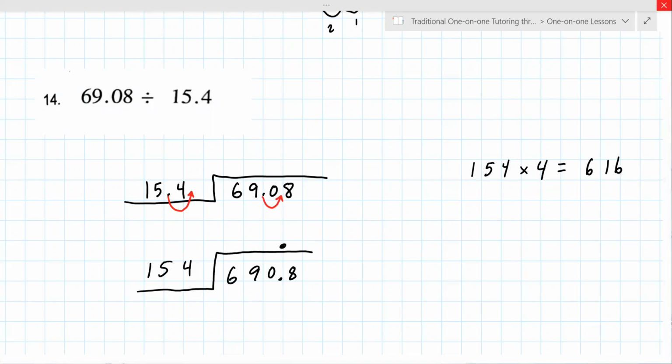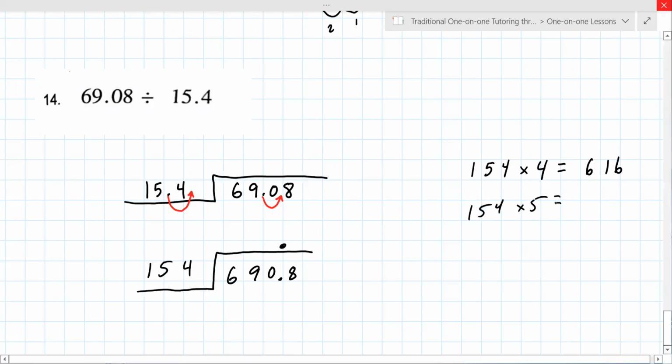Just to save some time here, I'm going to give these numbers to you. So we know it's at least 4. But what about 5? When you do 154 times 5, you get 770. So we know that 4 goes here because it's just a little bit less. 4 times 154 is 616. And then you subtract here.